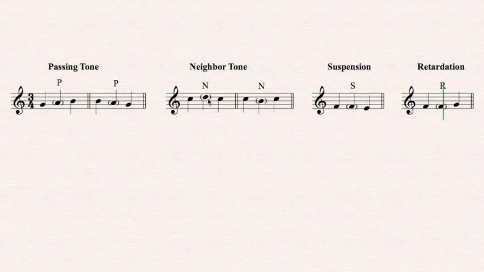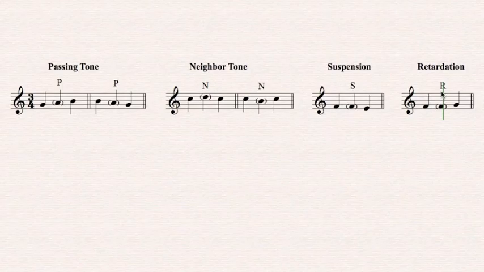A suspension, we're going to talk about in a lot more detail, but basically a suspension is held over and then it resolves down by step. This is a half step, but it can resolve a whole step, just down by step to the next line or space. It happens on a beat and on a chord change. It doesn't happen between the chords, and right at this point would be a chord change.